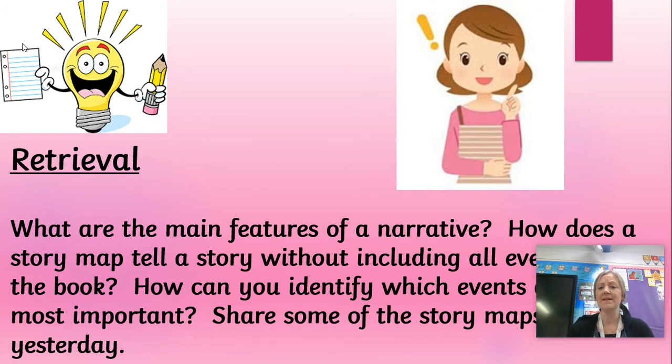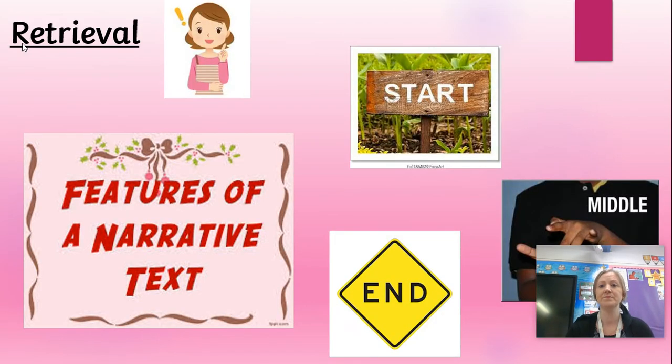How does a story map tell a story without including all of the events in the storybook? We just talk about the main points of the story, don't we? We don't include every single little detail. How can you identify events in a story which are more important than others? Maybe you have to look at the story overall as a whole to decide which are the most important bits to make sure you can tell that full story from beginning to end. Have a look back on your story map from yesterday and see how you achieved that. How did you make sure the main points were included without including absolutely every detail?